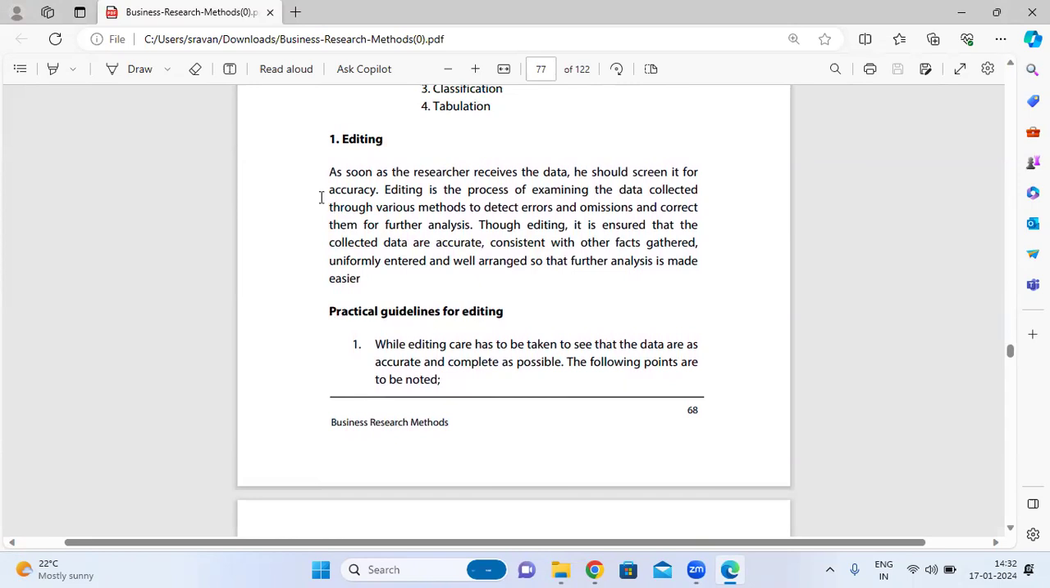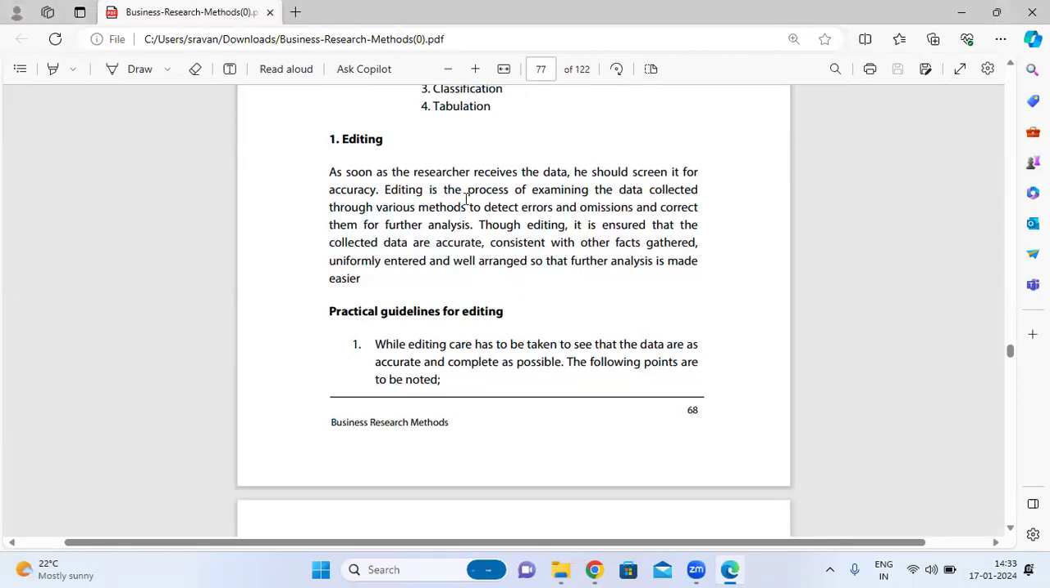The researcher receives the data, and he should screen it for accuracy. Editing is the process of examining the data collected through various methods to detect errors and omissions and correct them for further analysis.